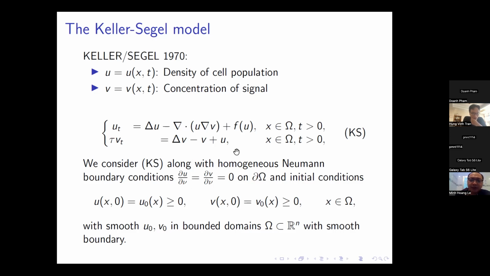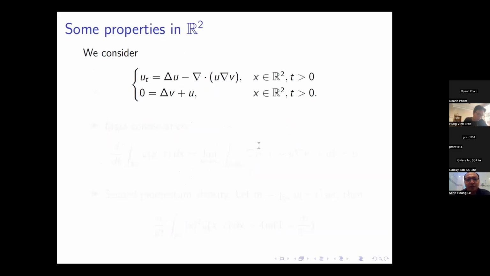So this is one of the most simplified versions of chemotaxis, and it has some nice properties. One of the well-known properties we call the critical mass phenomenon. This equation nicely captures that property, but this equation is not chemotaxis. It comes from physics, the interaction of particles, and the domain we consider is the whole R^2. So it has some nice properties.